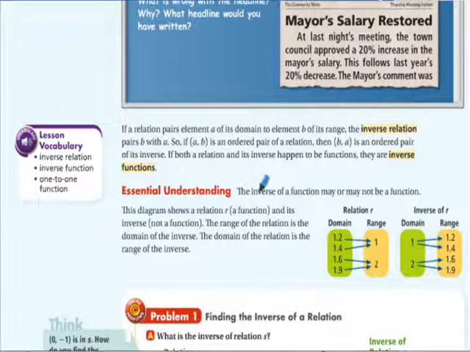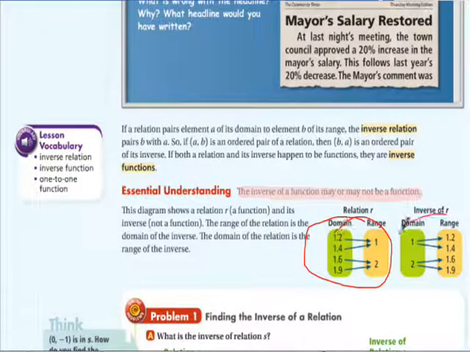Big key to understand that while one of them may be a function, the other one may not be. So the inverse of a function doesn't always have to be a function. If you remind yourself back in your Algebra 1 days of what a mapping is, we noticed that the relation R is a function because each X has exactly one Y, but the inverse of R is not, because the 1, for example, repeats itself.